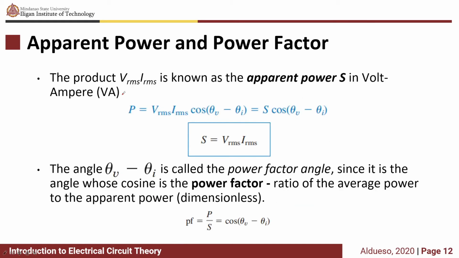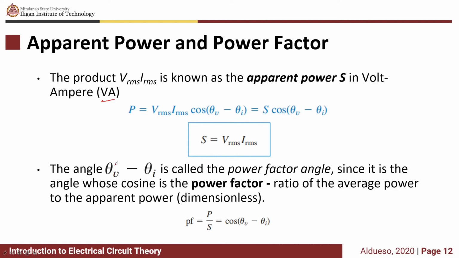Next, we'll introduce the apparent power and power factor. The product of VRMS and IRMS is known as the apparent power. It is denoted by S. So as not to confuse it with the average power, it is given a unit of volt-ampere or VA. Our average power can be expressed as the apparent power times the cosine of theta V minus theta I.